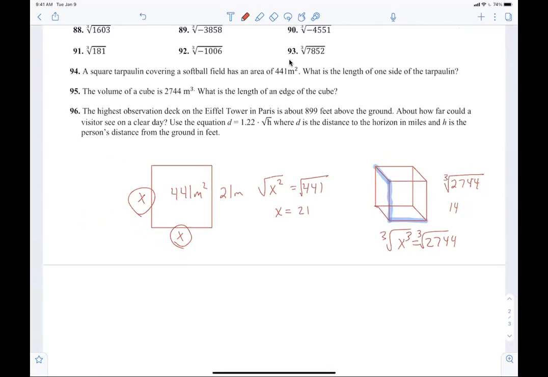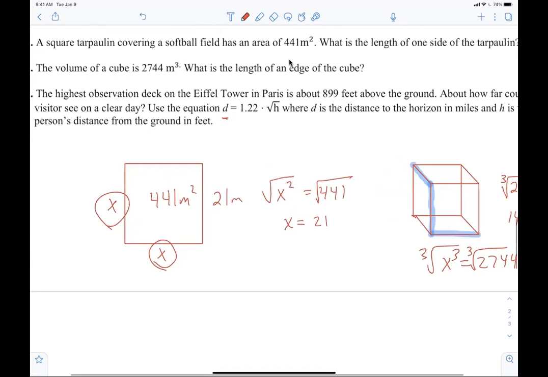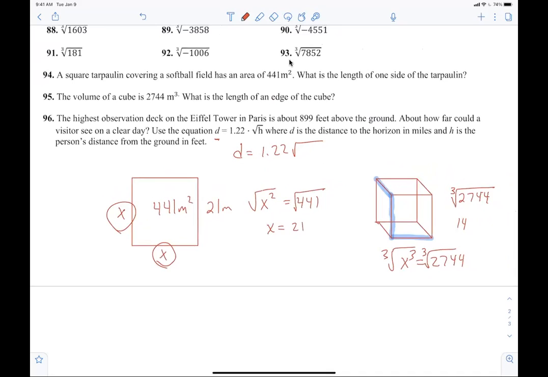The highest observation deck on the Eiffel Tower in Paris is 899 feet above ground. So it says, about how far could the visitor see on a clear day using the equation D equals 1.22 times the square root of the height. Well, what's the height above the ground? That's exactly correct. And believe it or not, that's a good formula, actually.